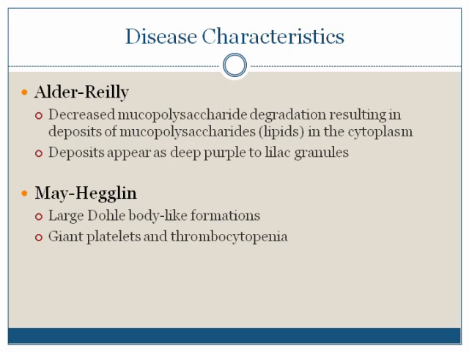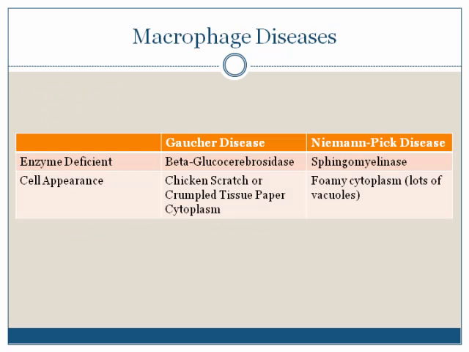For Alder-Reilly, this is a decreased mucopolysaccharide degradation. In other words, they're not breaking down the mucopolysaccharide properly, so what we could call a mucopolysaccharidosis. In other words, they have just too much of that mucopolysaccharide or lipids in their cytoplasm. It's going to look like deep purple to lilac granules covering that neutrophil. And then the last one out of the four is May-Hegglin. They're going to have Döhle body-like formations inside the cell, giant platelets, and thrombocytopenia. Those are the three key features seen in May-Hegglin.